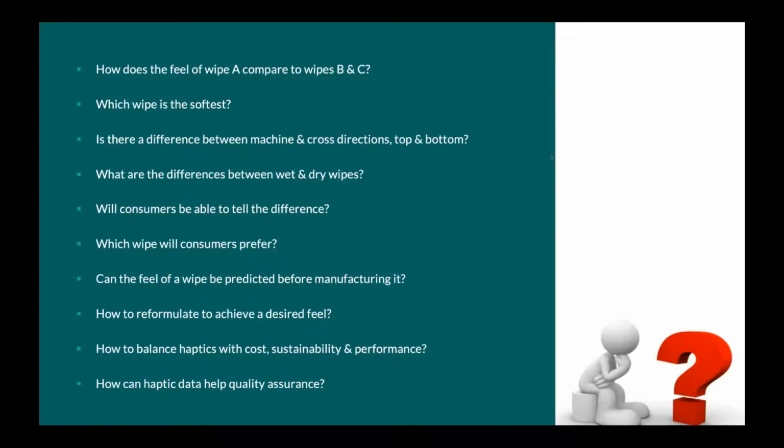As we start to build that understanding, can the feel of a wipe be predicted before we manufacture it? Can we start to get more proactive in our approach to development rather than reactive? When we learn that and when we have that feedback, how can we reformulate? How can we change what we may already have or adjust a process that exists today to achieve that desired feel or move the needle closer to where we want?